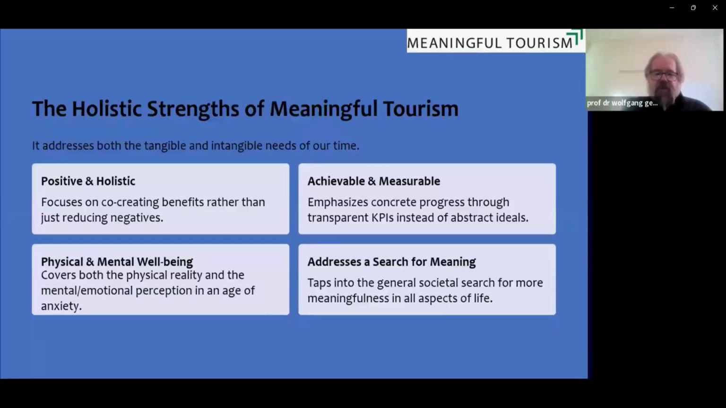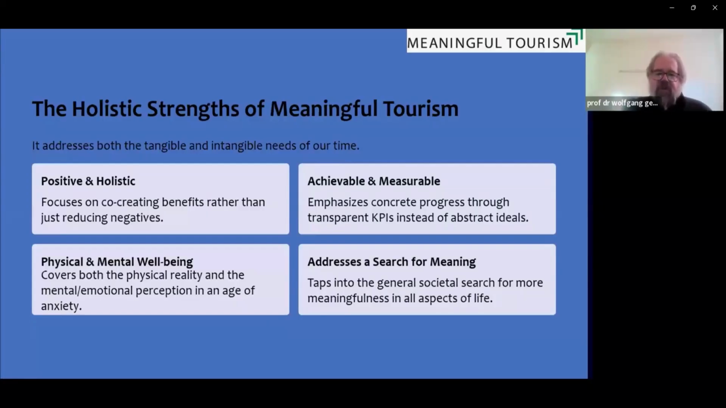So that means we are, to sum up, focusing on co-creating benefits rather than just reducing negatives. We emphasize concrete progress, so it's not just greenwashing, blah, blah, blah, but this is really action and it is measured in what's happening in the next months and few years, not some 50 years from now. It is also looking at the physical reality, but also the mental and emotional perception.